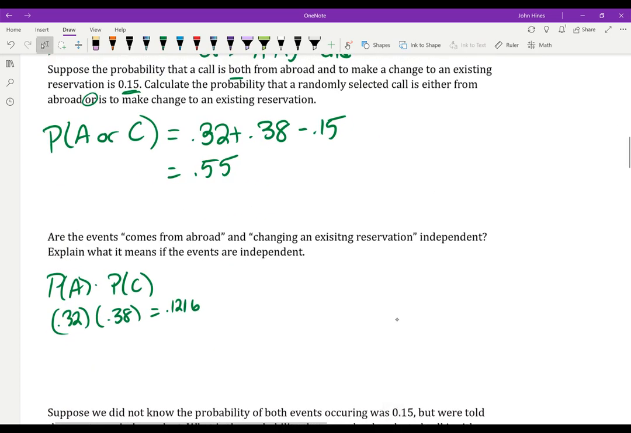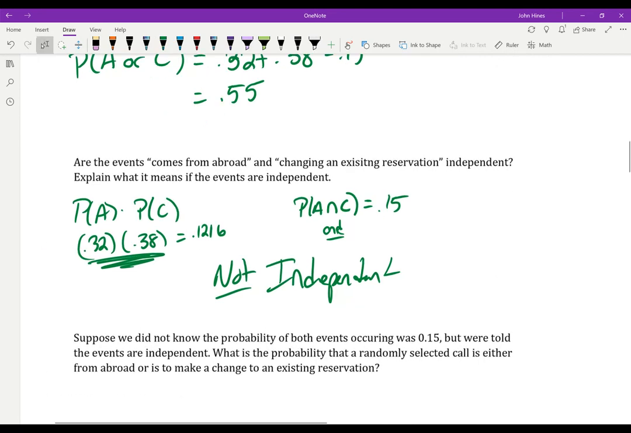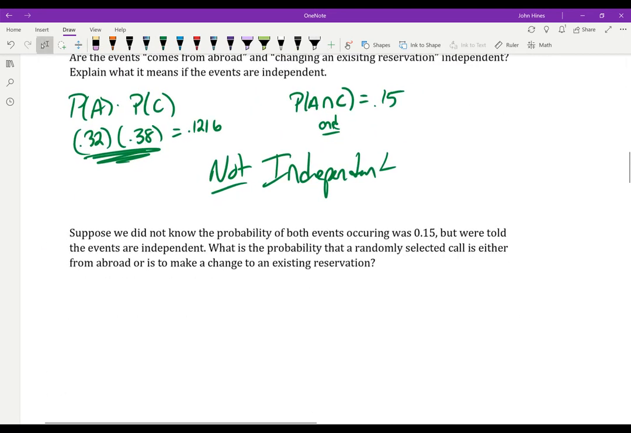So are they independent? Well, does that equal P of A and C? Does that equal my AND probability? No, my AND probability here was 0.15. So they are not independent events. Why? Their product did not give me the AND probability. The product of the two circles did not give me the AND probability of both occurring.